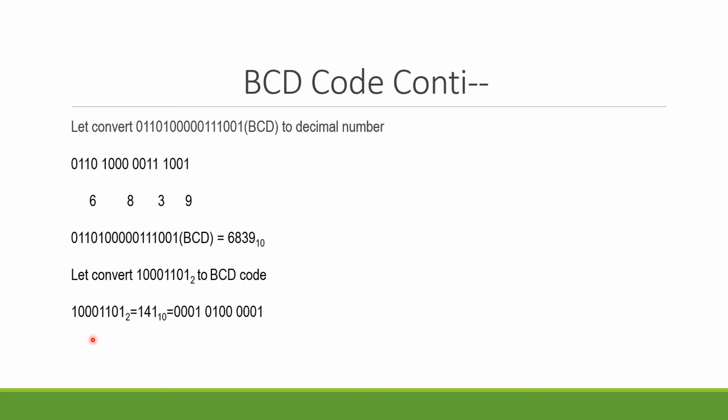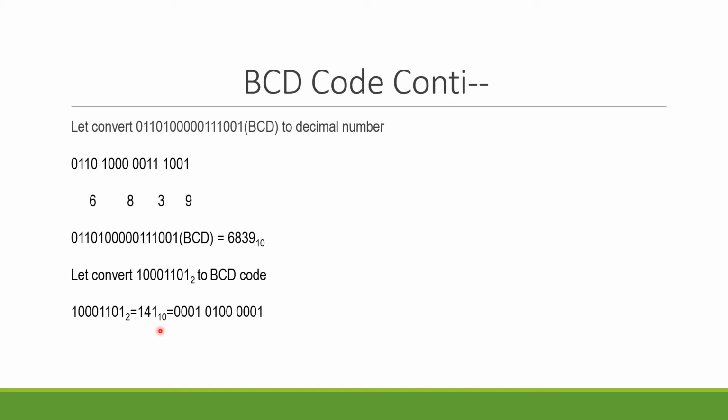Simply, we are going to convert this binary number into the decimal number, and we know how to convert a binary number into a decimal number. What are we going to do? We are simply going to compute 1 into 2 to the power 0, 0 into 2 to the power 1, 1 into 2 to the power 2, plus 1 into 2 to the power 3, plus 0 into 2 to the power 4, plus 0 into 2 to the power 5, plus 0 into 2 to the power 6, and plus 1 into 2 to the power 7. When we add these numbers, it becomes 141 decimal.